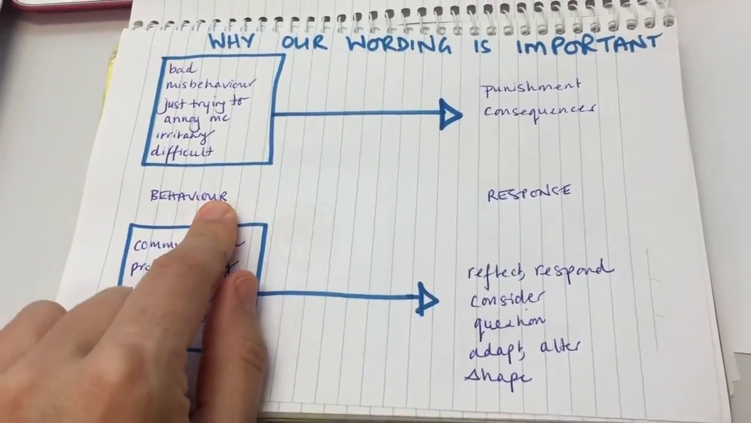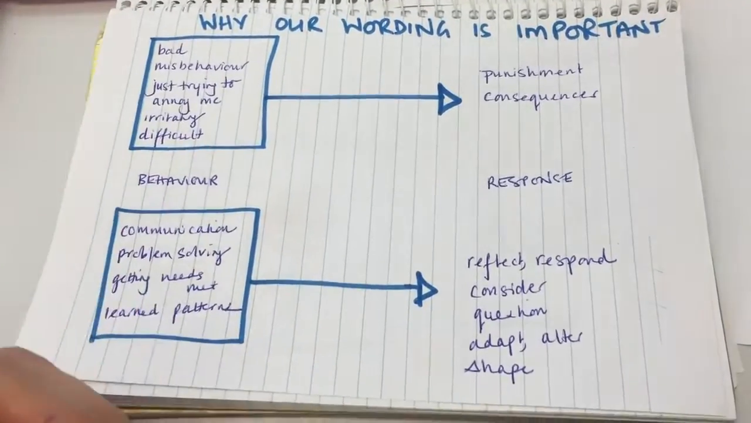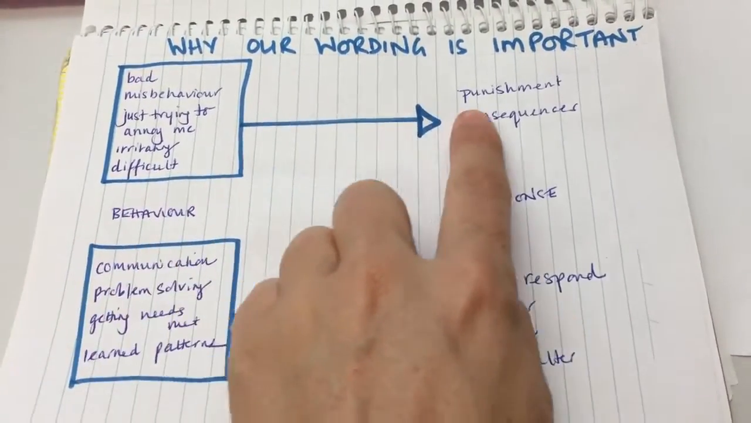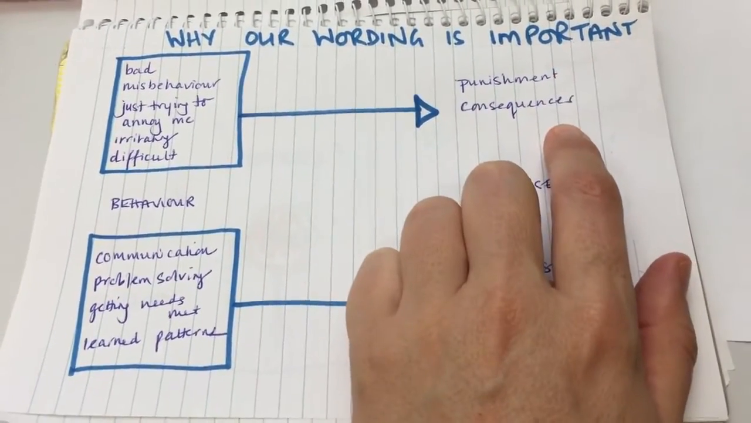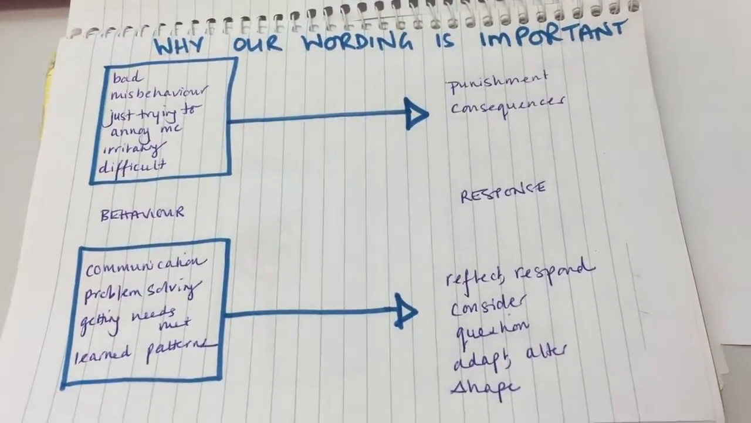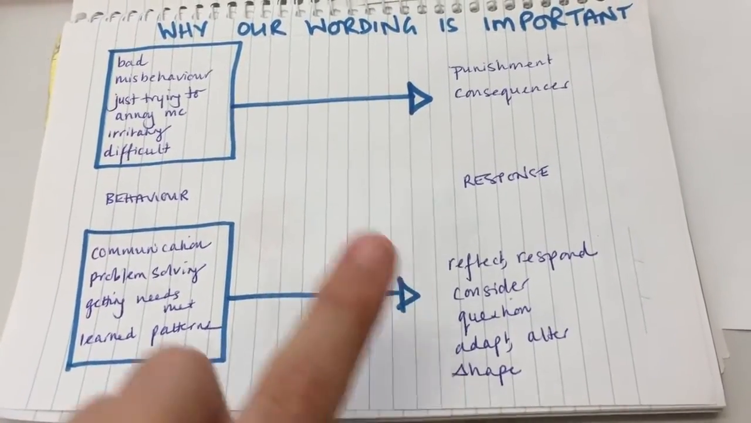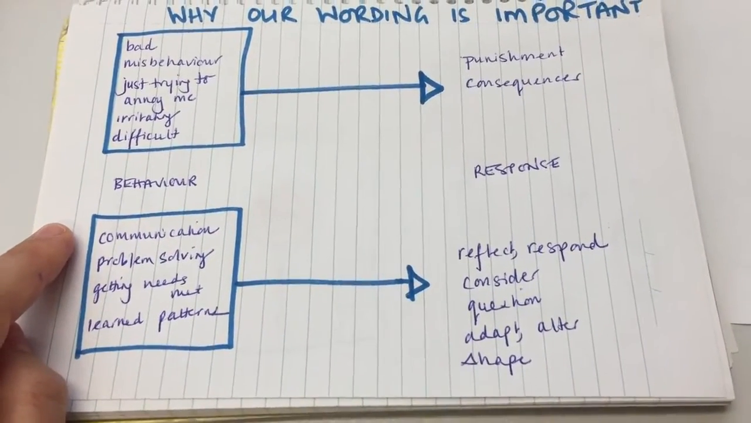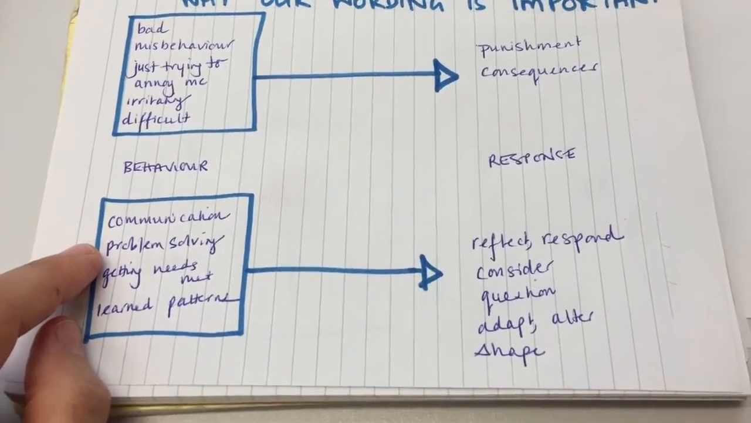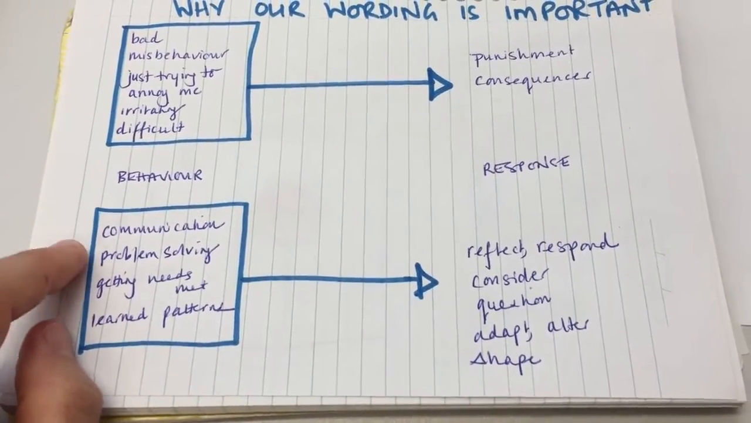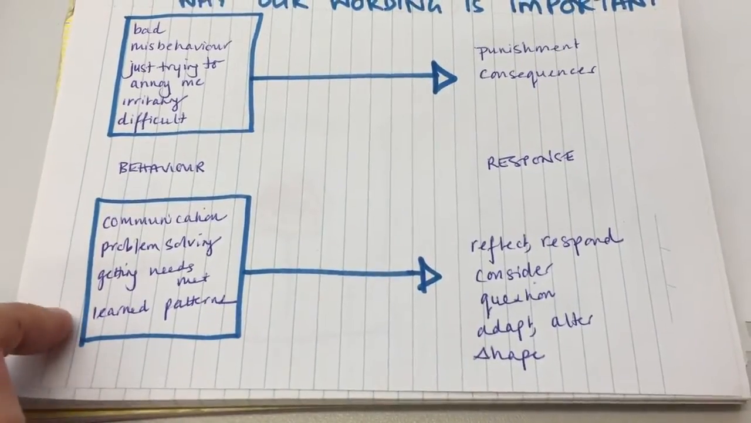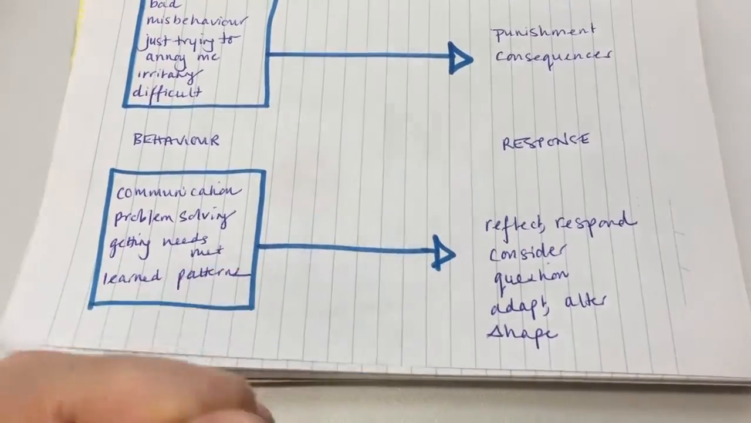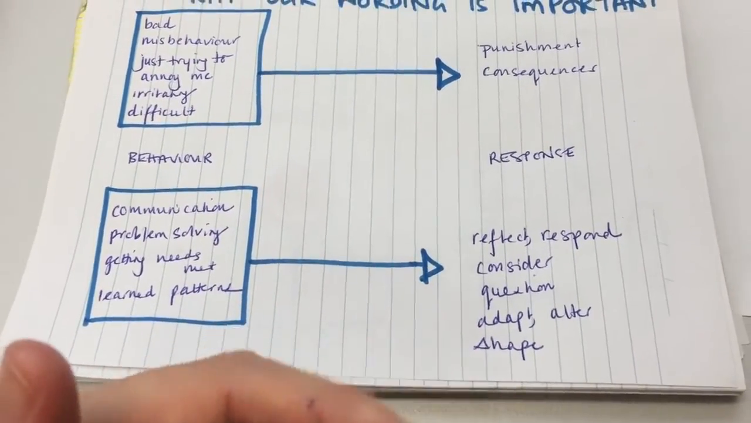Okay, so if you have seen a kid and you are thinking about them as being bad, misbehaved, just trying to annoy me, irritating, difficult, all of these things people sometimes have about children, then your response tends to be, well, how do I punish them if they're bad? What are the consequences for them doing this thing that is not preferred? Okay. If you begin to look at behavior as a communication, like they're often communicating something, problem solving, right? They've got a solution, or they think that they're going to get their needs met by doing this, or as a learned pattern, then your response is more likely to be reflective, responsive, considered. You're questioning, you're adapting, you're altering, you're shaping what you do, right?